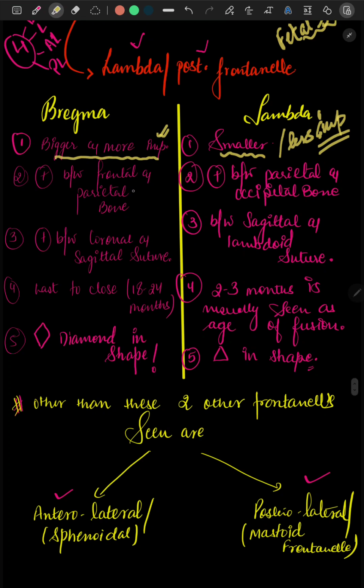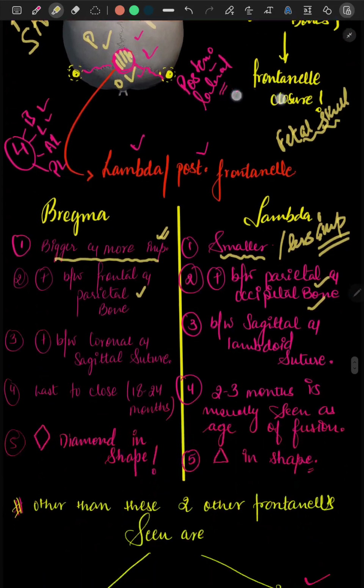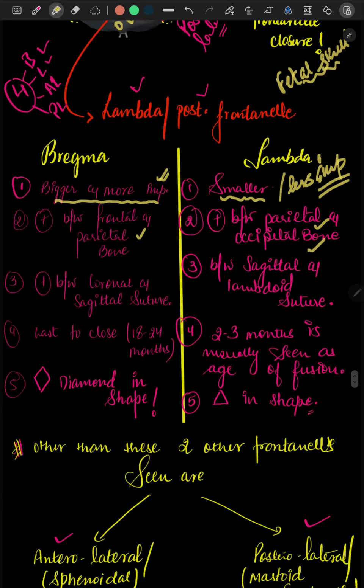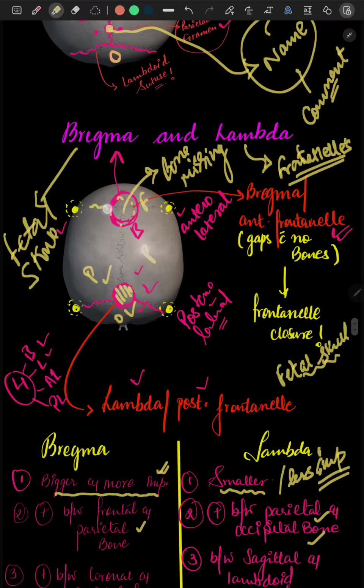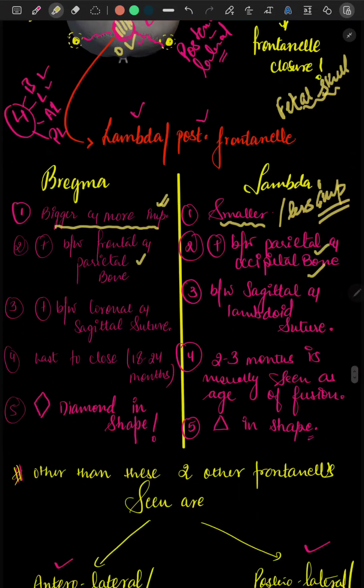Now bregma is going to be present between the parietal and frontal bone. I've just made you see that. The lambda here is seen between the parietal bone and the occipital bone. These structures I hope are very clear to you. This is occipital, parietal and frontal, okay? So lambda is basically seen between parietal and occipital. Next, bregma is present between the coronal and the sagittal suture. This is the coronal suture, this is the sagittal suture, so it is present at the junction of both of them, whereas the lambda is present between the sagittal and lambdoid suture.